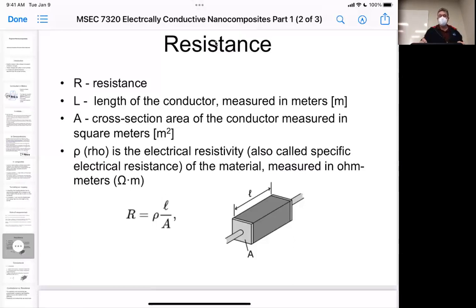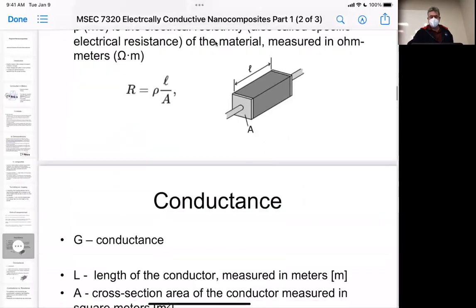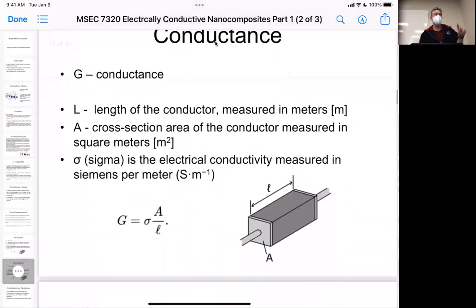Okay, so that's resistance. In contrast, conductance, which is usually with the big letter G, is measured about the same way, but what we're looking for is that length to cross-sectional area, and then we're looking for sigma. Sigma is the electrical conductivity, and that's measured in Siemens per meter. And again, when we look at this, we have the Siemens per meter times area divided by the length. All of the units cancel out, and we end up with Siemens as our conductance.